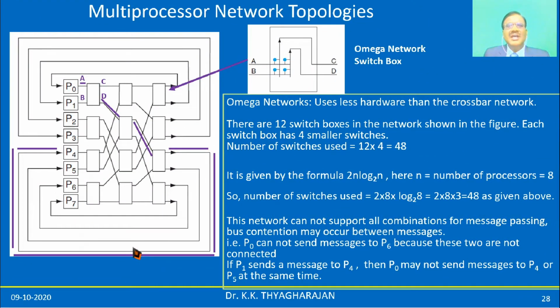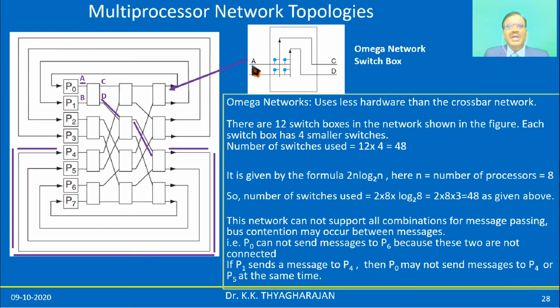Now, in this second network, we are taking the same number of nodes or processors. Now you see the connection, how is it made? The first two processors are connected to one switch box. This is called a switch box. There are 3 into 4, 12 switch boxes. In each switch box, there are 4 small switches connected like this.